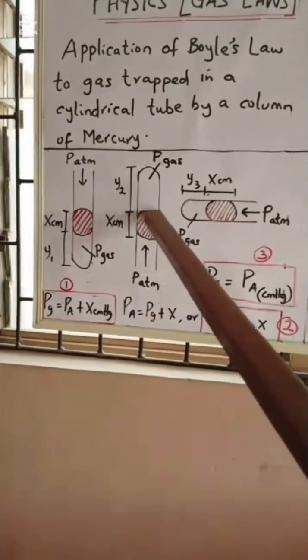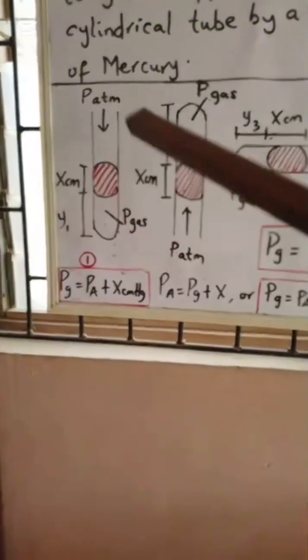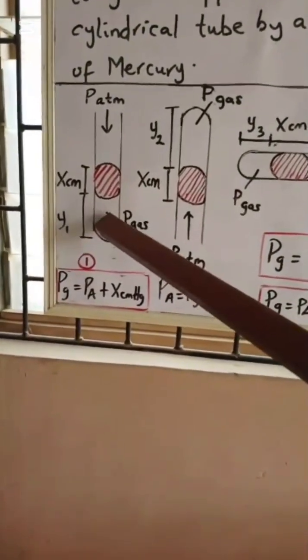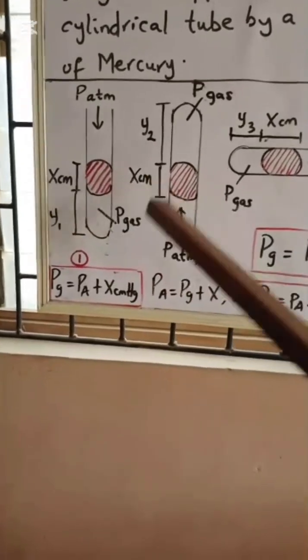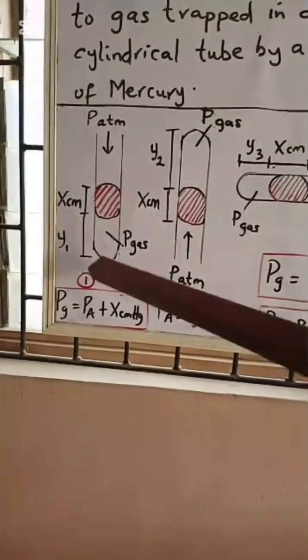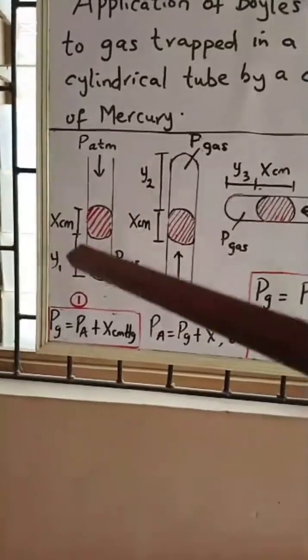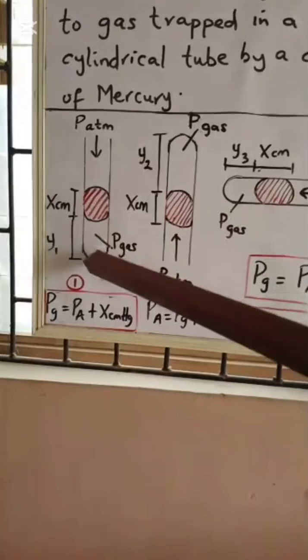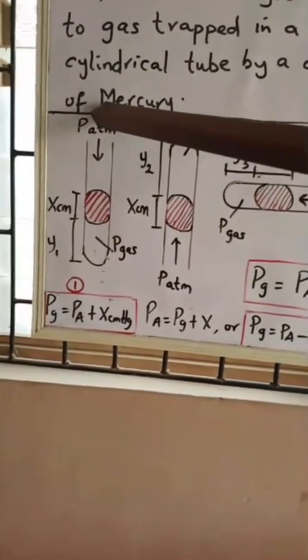Okay. So we have three cases. Look at this first case. We assume that the gas is somewhere here. Here could be dry air, could be whatever gas. So the tube, the capillary tube, it could be a capillary tube or what we call a cylindrical tube, is vertically open at the top. It's open at the top.